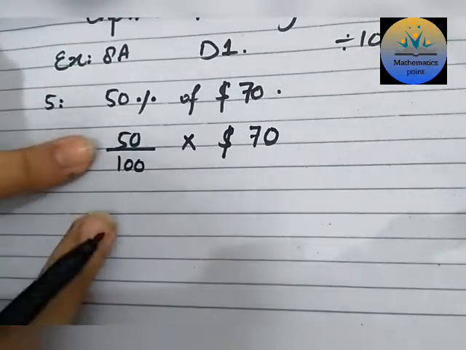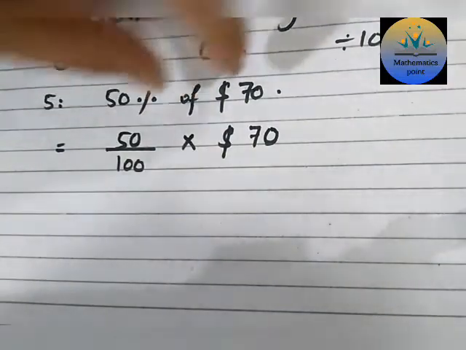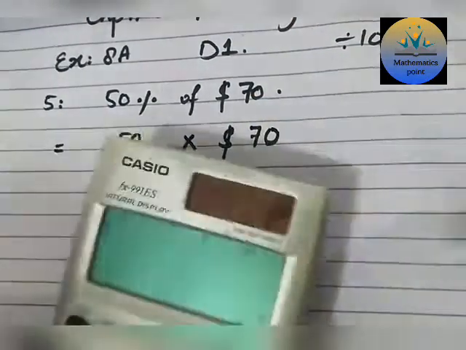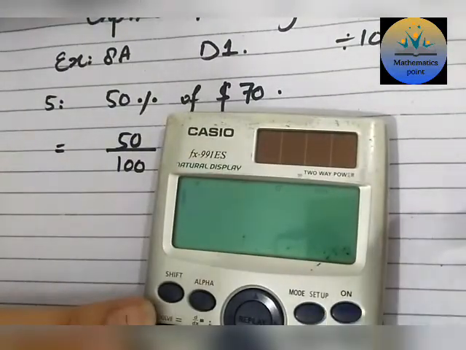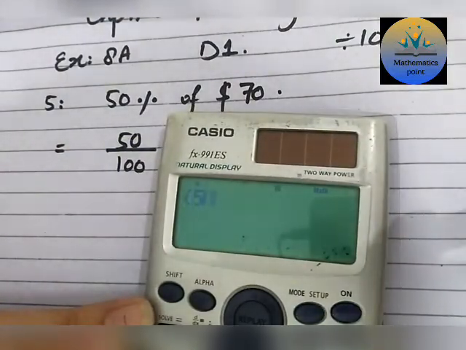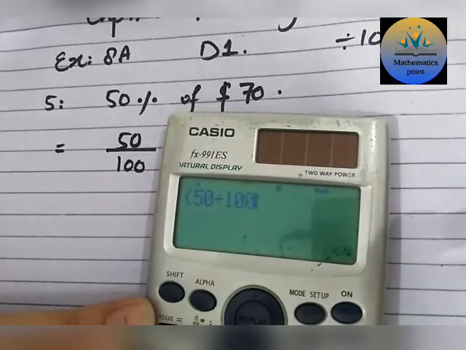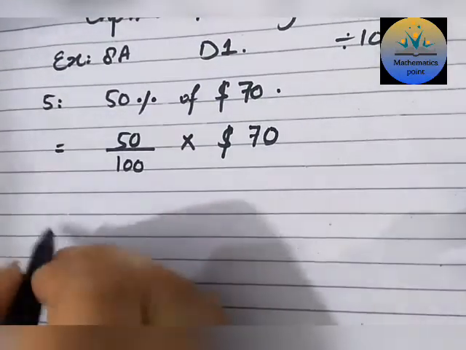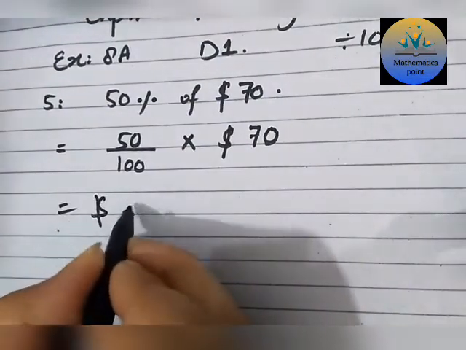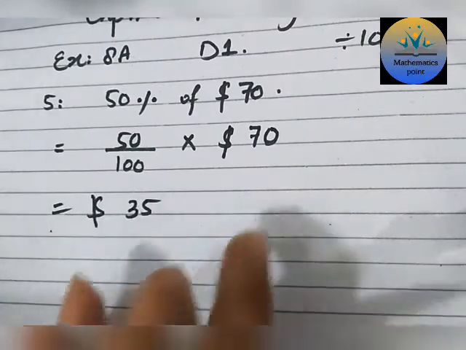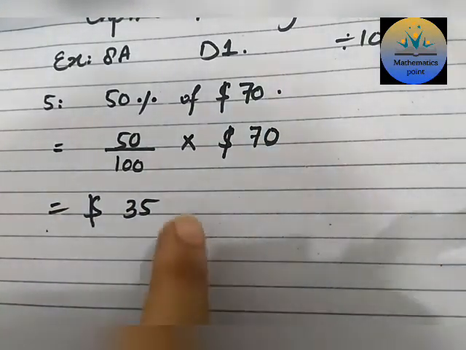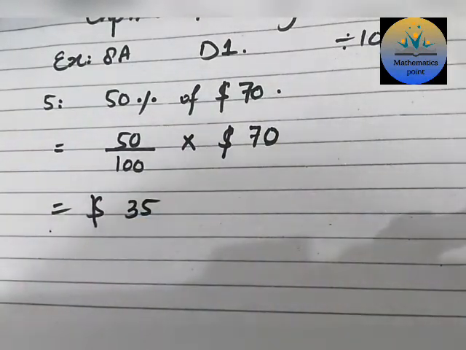Now we find out 50% of $70. Now use this calculator. I'm using the calculator and then simplify it. 50 divided by 100, and multiply by 70. So we get the answer that is $35. When you find 50% of $70, you will get $35.